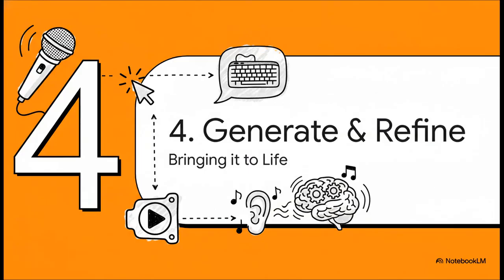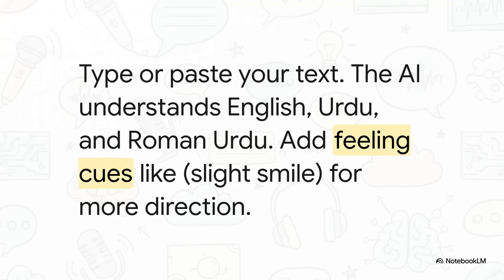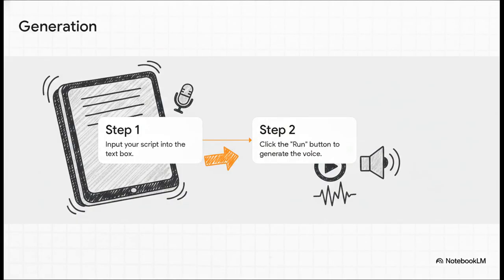All right, let's bring this all to life. Our settings are locked and loaded, so now it's time to put in our text and actually generate the audio. So now, you just type or paste whatever script you want right into the main text box. And what's really cool is that this tool supports a bunch of languages, including English, Urdu, and even Roman Urdu. Oh, and here's a little pro tip for you. You can add feeling cues in parentheses, like slight smile, to give the AI even more direction on the tone. So once your text is in there, all you have to do is hit that run button.